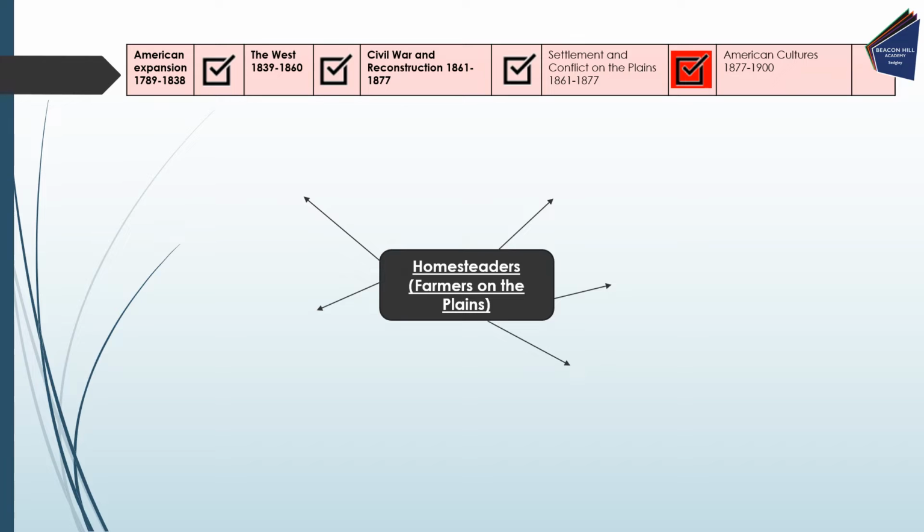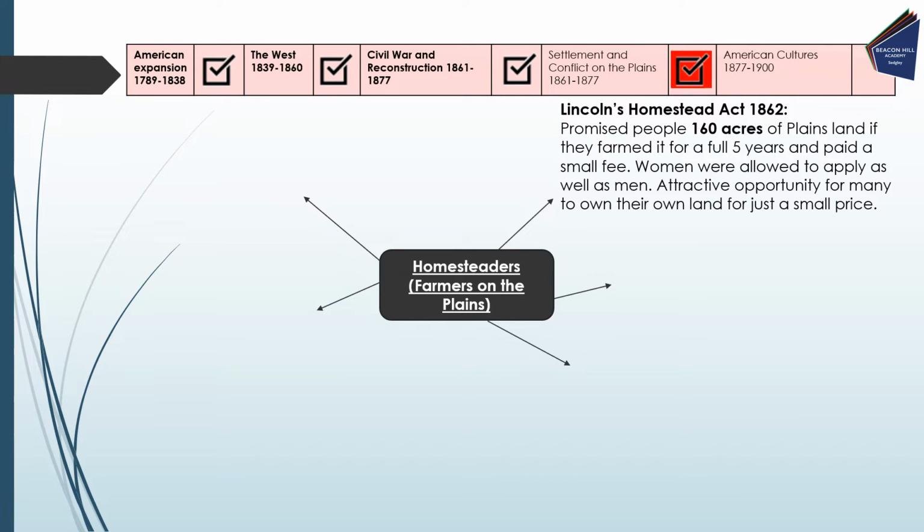So moving on then to homesteaders and farmers on the plains. First of all, helpfully, Lincoln also releases in 1862, the same year as his Railroad Act, something called the Homestead Act. You need to know what a homesteader is, and you need to know what the Act promised. The Act promised people 160 acres of plains land if they farmed it for a full 5 years and paid a small fee.